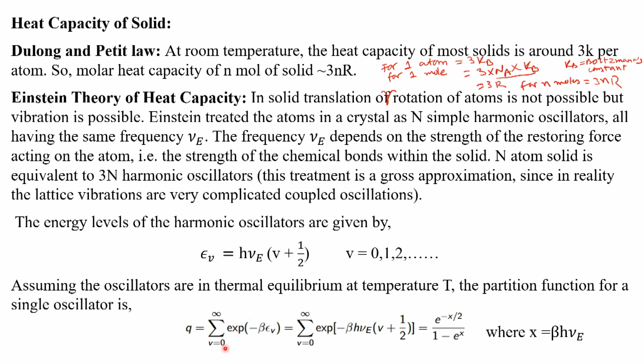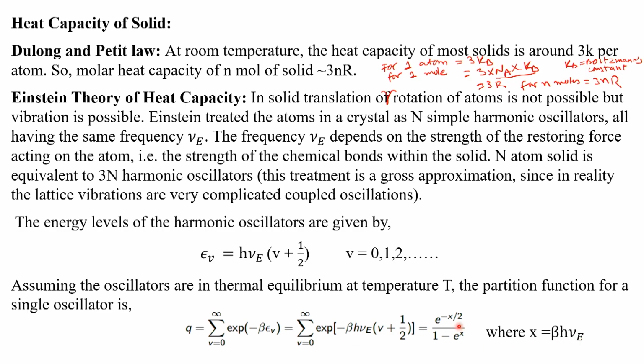Any partition function Q is the sum over n of e to the minus beta En, okay. So for a single oscillator, you write Q as the sum over V from 0 to infinity of e to the minus beta epsilon V. Now we substitute the value of epsilon V from here. So we get e to the minus beta h nu e times V plus half. If we further simplify this, we get e to the minus x by 2 over 1 minus e to the minus x, where x is beta h nu e, okay.